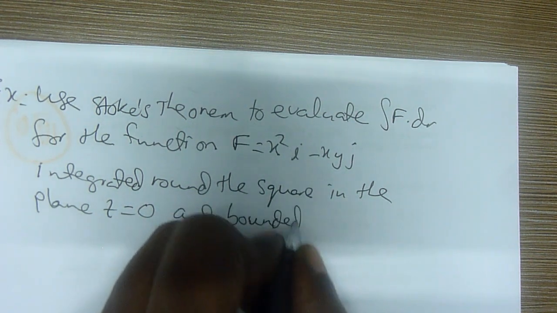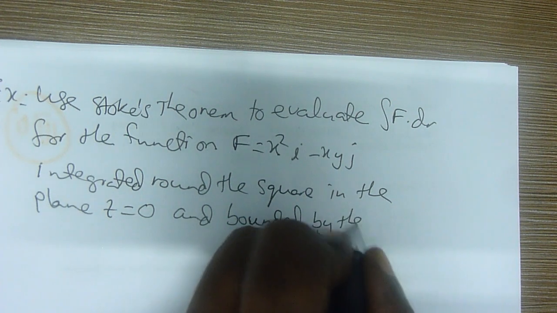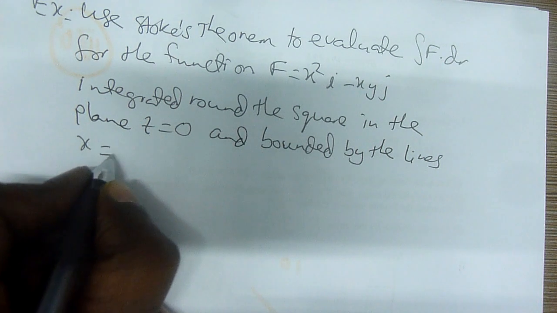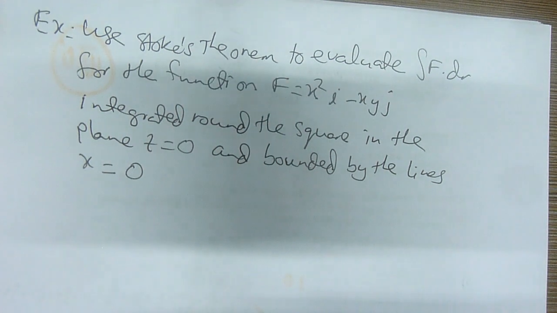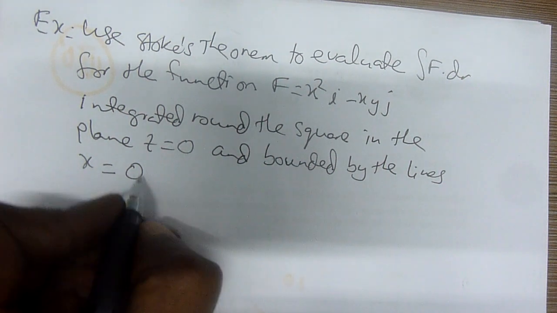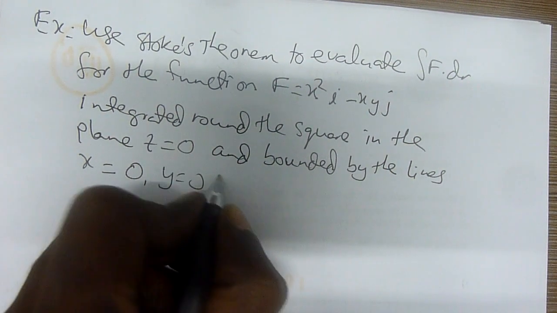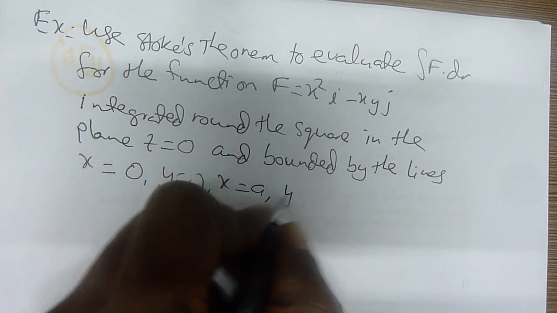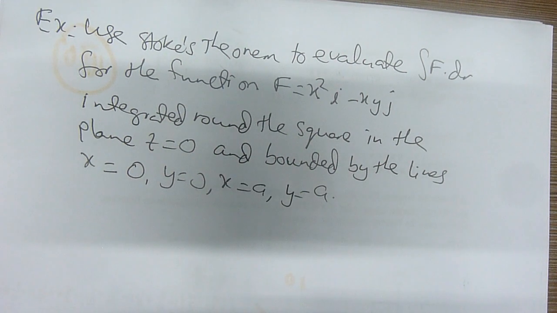bounded by the lines x equals 0. Can you follow? Okay, I think you can copy also. y equals 0, x equals a, y equals a. Okay, this is the question.